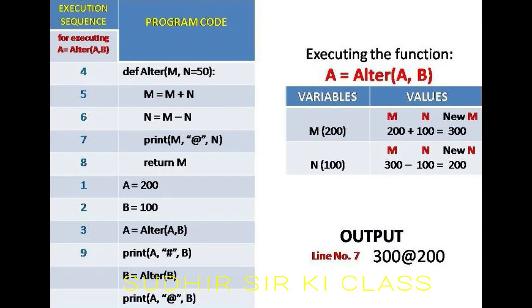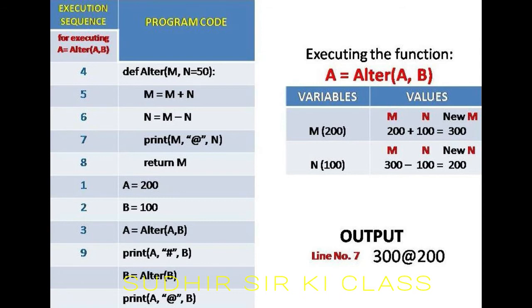Here on this screen, we first execute the function call statement A is equal to alter AB. So we are having the values M and N as 200 and 100. What we are going to do? We are going to line number 4 and the values are assigned to M and N. M will get 200, N will get 100. In line number 5, we are adding the values of M and N and updating the value to M.